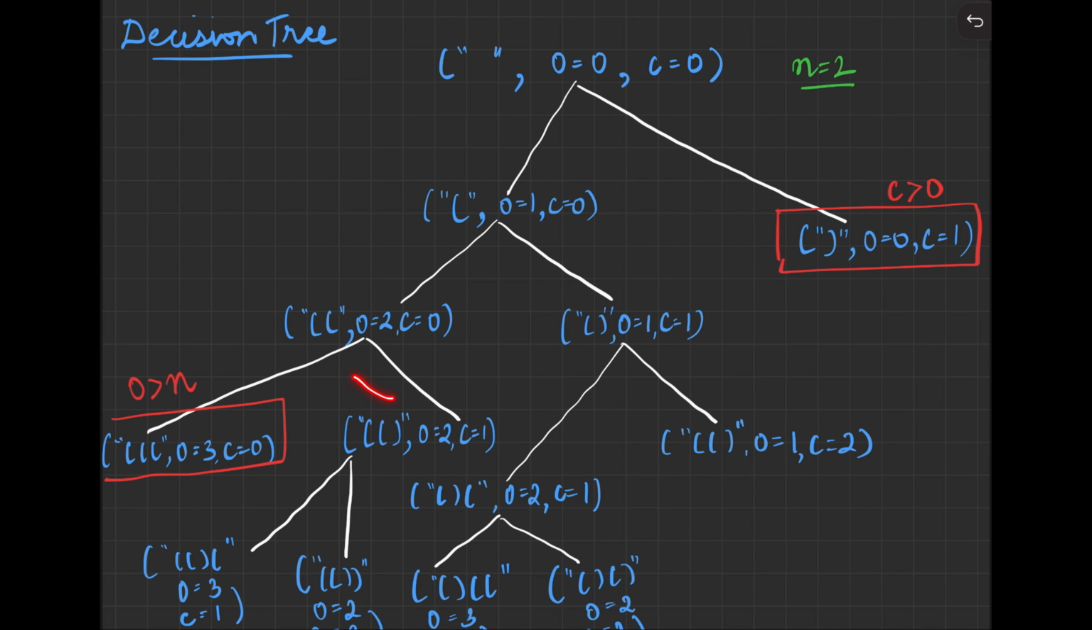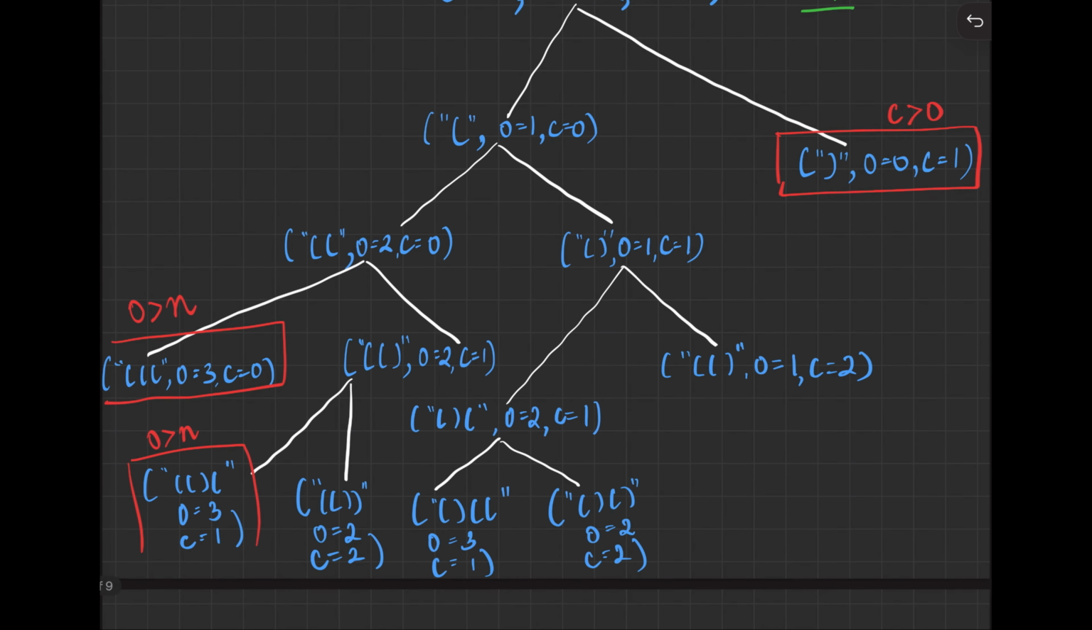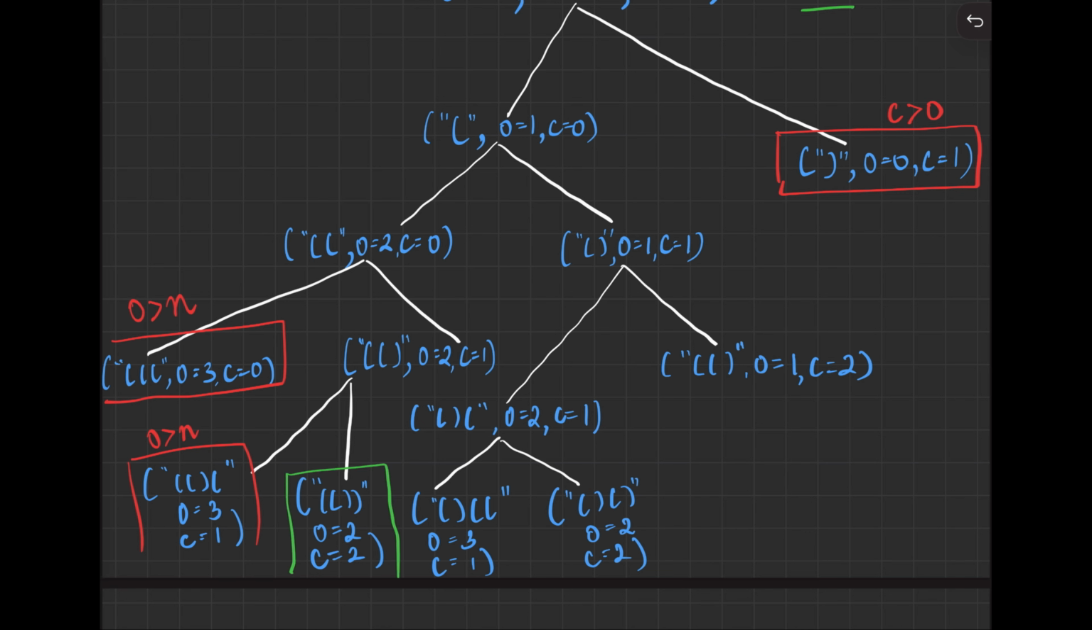Continuing on the right here, we add a closing brace, and we get this intermediate state, which is a valid state. Going down from here to the left, we add another open bracket where O becomes 3, which again invalidates this state for the same reason, because O is greater than n. We keep going, and for the right state here, we add a closing brace, where we get open, open, close, close, and this becomes our one answer.